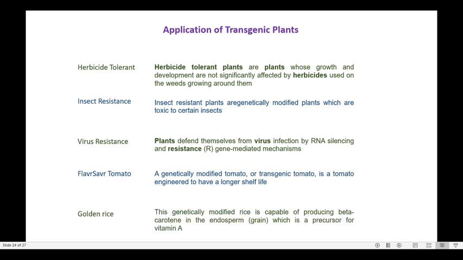The next is golden rice. It is a value added rice. It is a genetically modified rice which is capable of producing beta carotene in the endosperm, which is a precursor for vitamin A, and it produces vitamin A as a value added product in this golden rice.